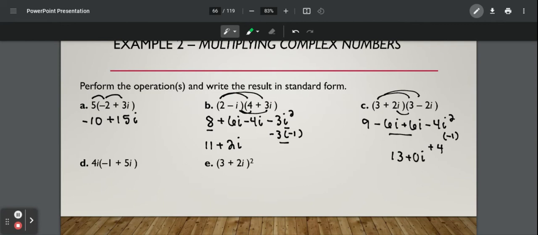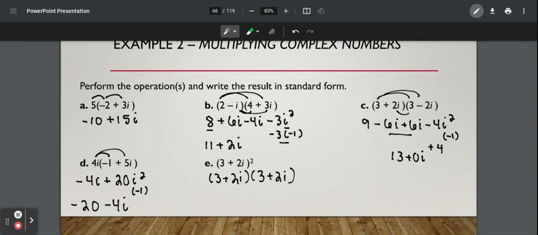On part D, we're distributing a 4i, so we get negative 4i plus 20i squared. Remember, i squared is negative 1, so really we get negative 20 minus 4i. And the last one, when we square it, we can't distribute a square. We have to say 3 plus 2i times 3 plus 2i. So when we FOIL, we get 9 plus 6i plus 6i plus 4i squared, which remember is really like saying minus 4. So 9 minus 4, we get 5 plus 12i.